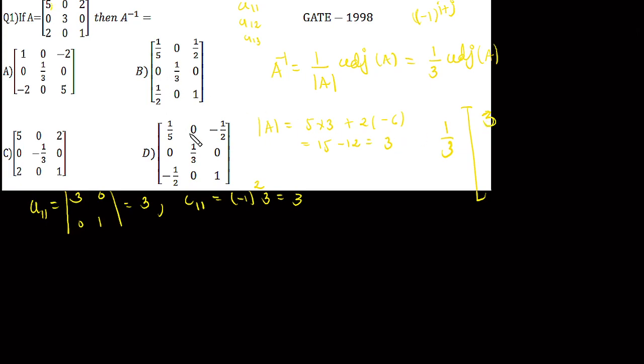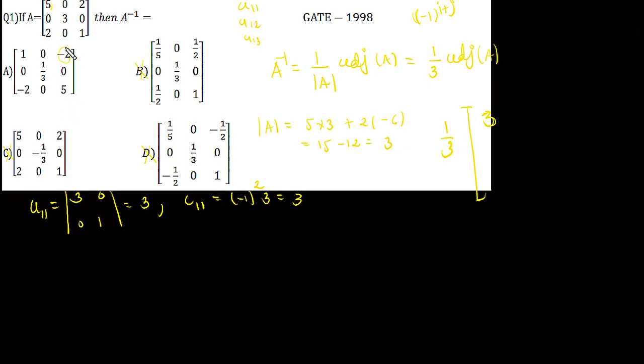Now you can see from the options that option B cancels out because it has 1 by 5. Option D also cancels out, and option C also cancels out. So in this first step we have reached our answer. For further clarity, you can also check other elements. Let's check this element, because you can see the entries are all different for all four options: here we have minus 2, here plus 1 half, here minus 1 half, and here plus 2.